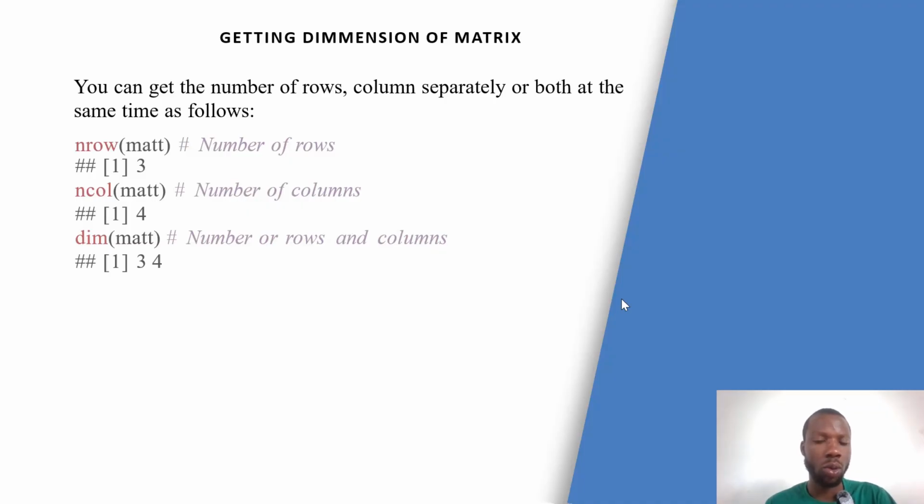So nrow gives the number of rows of a matrix. For example, to get the number of rows of a matrix, you use nrow, but if you are interested in the number of columns, you use ncol. The dim function brings the number of rows and the number of columns. The first one is the rows, and the second one is the columns. So if you type dim and then add the name of the matrix, it's going to print the dimensions of your matrix.